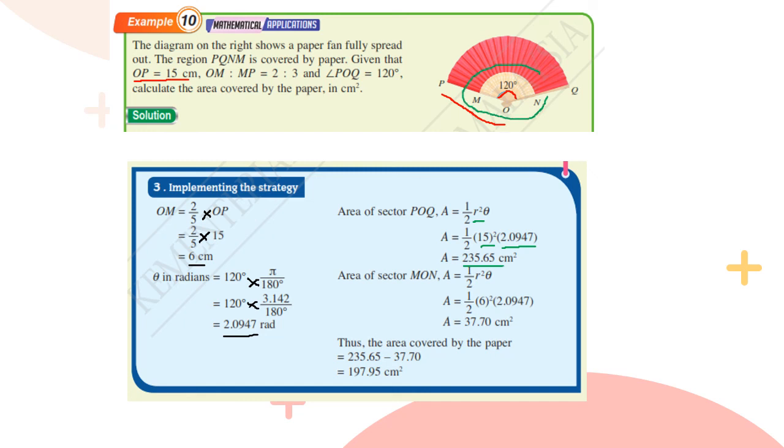Then we need to find the area of sector MON. Just now we know the length of OM is 6. So we just substitute the value of 6 into the equation using the same angle, and we get the area for sector MON as 37.70 centimeter square. So to find the area covered by the paper, we just minus the area of MON from POQ, and the final answer is 197.95 centimeter square.